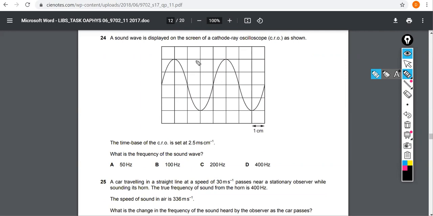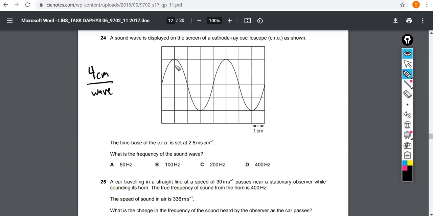I could measure it from here, crest to crest. In other words, this is an entire waveform. So from crest to crest, 1, 2, 3, 4 centimeters. Or from trough to trough, this is an entire waveform. 1, 2, 3, 4 centimeters, right? So I've got 4 centimeters per wave.